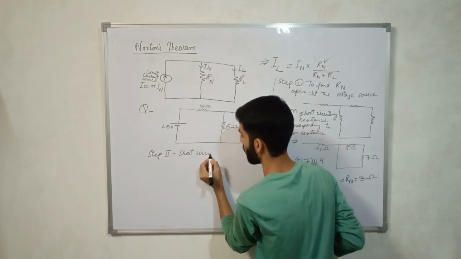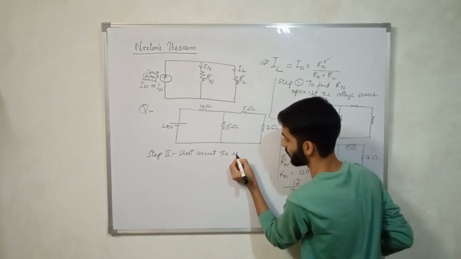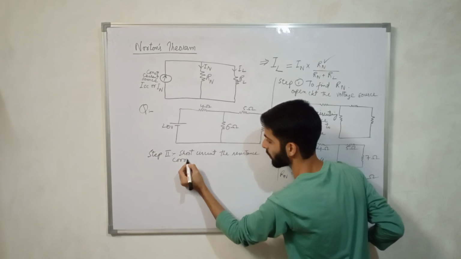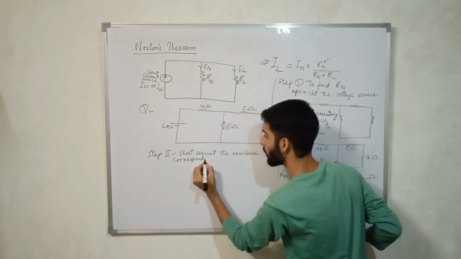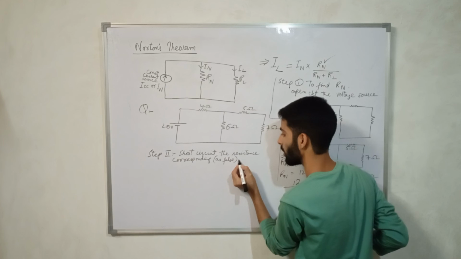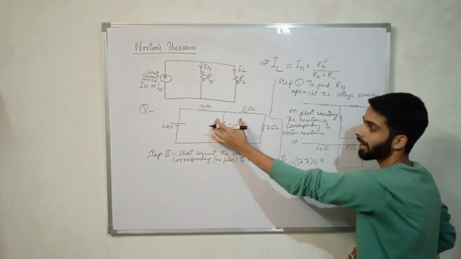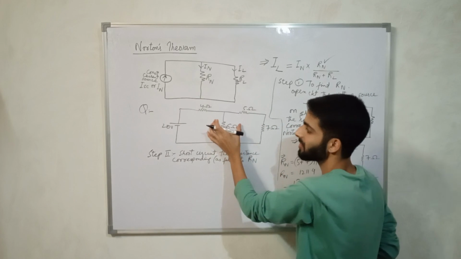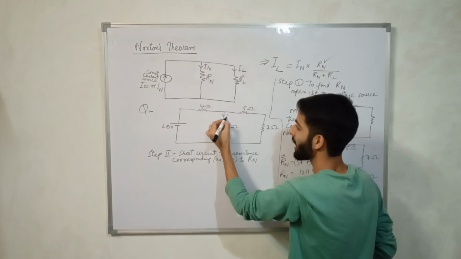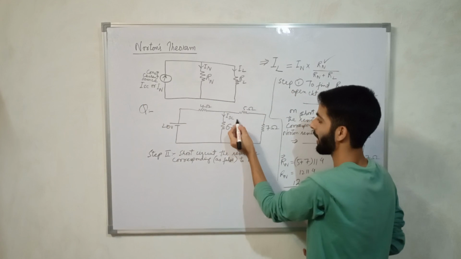the resistance corresponding to Norton resistance. So which is the false replacement of the original Norton resistance? 6 ohm. So we shall be short circuiting it. It will be the ISC. What is ISC? ISC is IN.